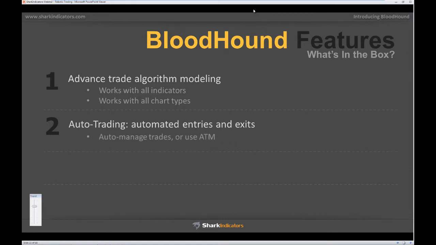You can also, as you saw, use the ATM to manage your trades. So you can have pretty sophisticated stop management capability there. And by extension, because you've modeled it in Bloodhound, you're able to backtest as well.